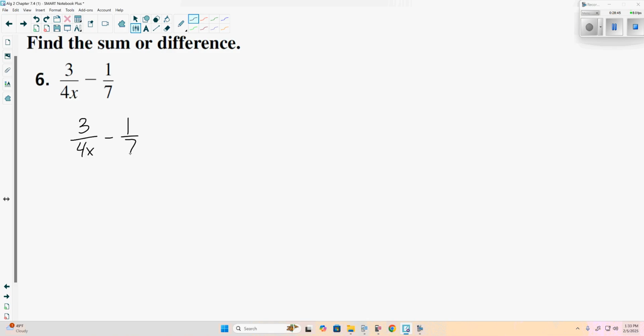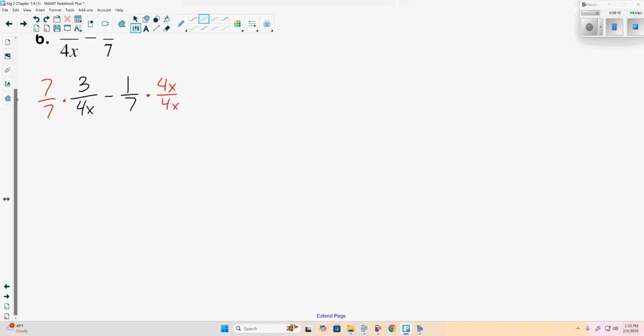Because again, the denominators aren't the same. We can see that already. 4x and 7 are not the same. Can we factor 4x? No, it's one term. Can we factor 7? No. 4 and 7, do they have anything in common? No, there's no greatest common factor. So literally the only thing we can do is multiply the one on the left by 7 over 7 and the one on the right by 4x over 4x.